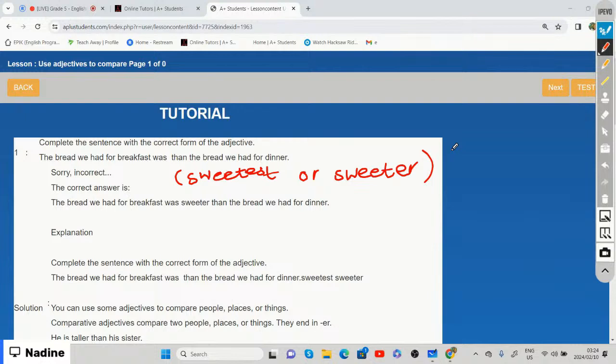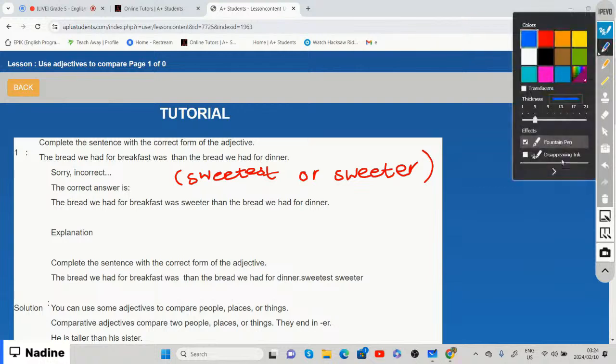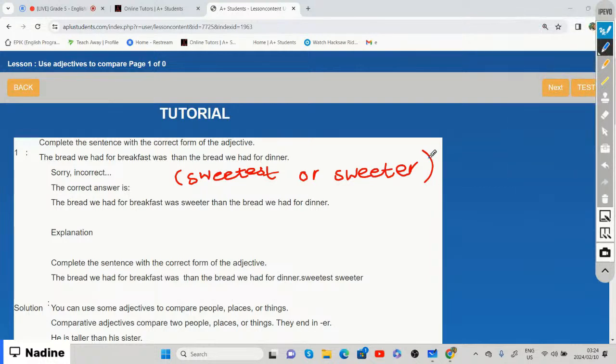So if we choose the correct one, we can say the bread we had for breakfast, it was sweeter. So that one is correct. It was sweeter than the bread we had for dinner. Right? Because remember, if we compare two things, two people, two places, then our word ends in er. But if we compare more than two people, places, or things, then our word ends in est. In this case, they're only comparing the bread from breakfast time to dinner time.